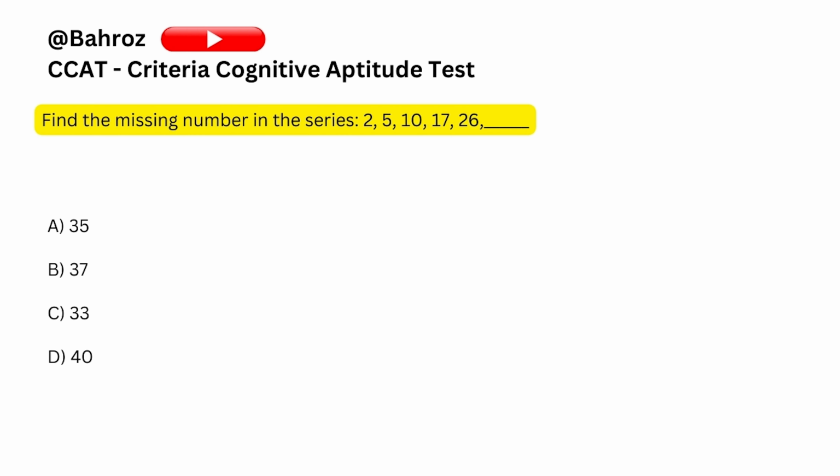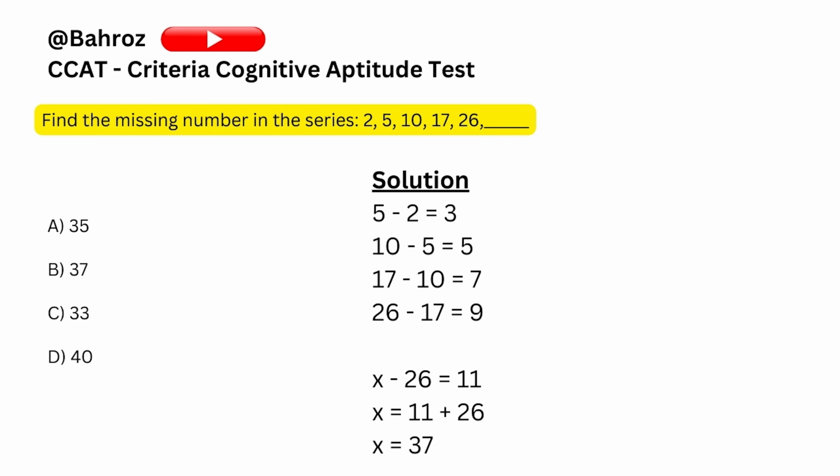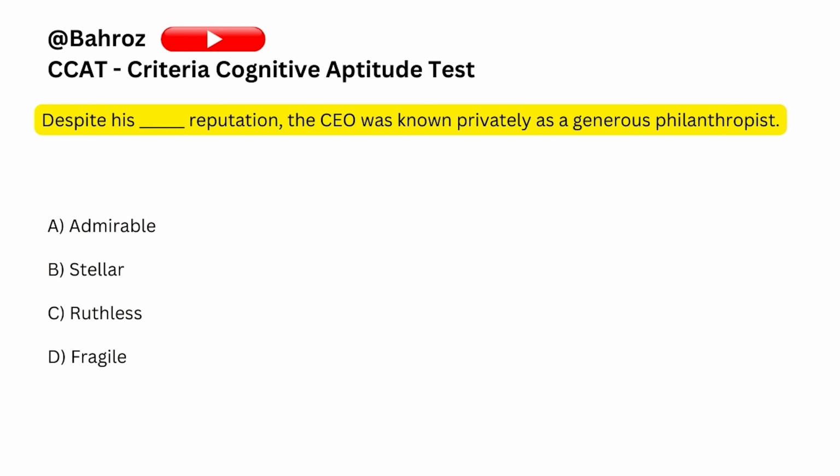What I do is I write out the difference between each pair of numbers on the side. 5 minus 2 is 3, 10 minus 5 is 5, 17 minus 10 is 7, 26 minus 17 is 9. So the differences are 3, 5, 7, 9. They are going up by 2 each time, odd numbers. So the next difference will be 11, and 26 plus 11 is 37. Our answer is B.